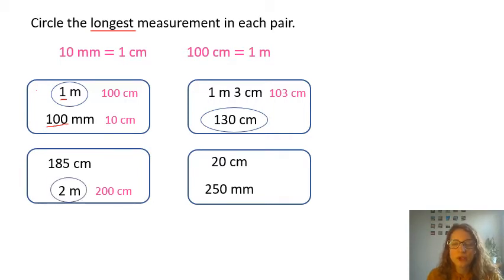So then we've got 20 centimetres and 250 millimetres. Remember, they're different units of measure now, so don't just go on this as a bigger number. We need to convert them to the same unit. Okay, so in this case, it is still the biggest value, but it's really important you're looking at that unit of measure because it makes such a big difference to the size.